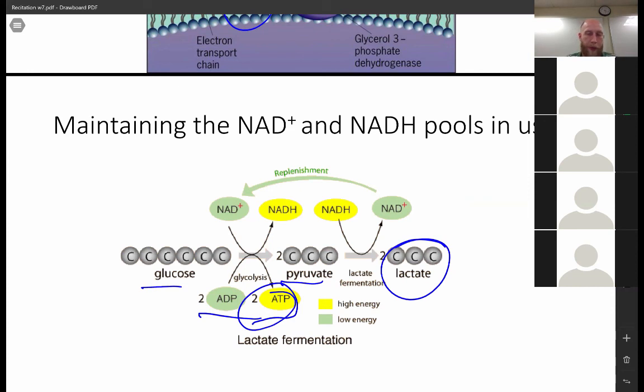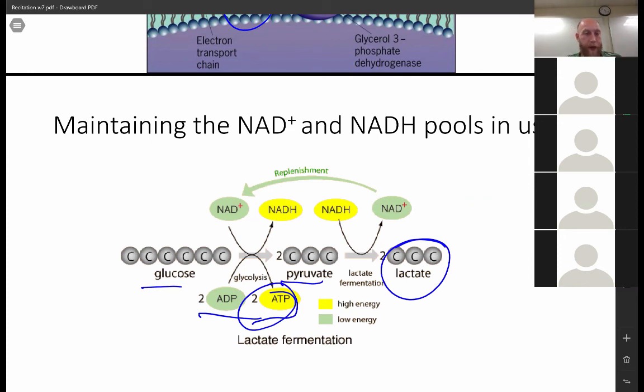You're not going through aerobic respiration. You're kind of stuck in anaerobic respiration, and your body will go through and convert into aerobic respiration, but it's going to take a while. And so lactic acid fermentation is kind of a stopgap procedure that your body is going to use to maintain your ATP levels.